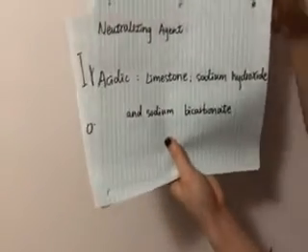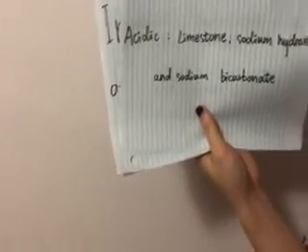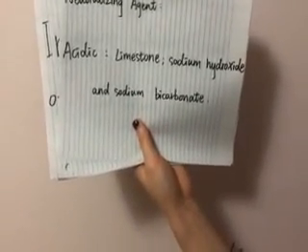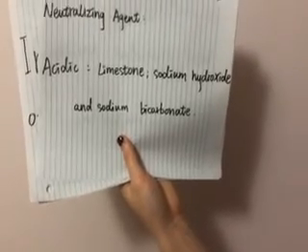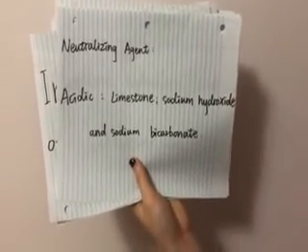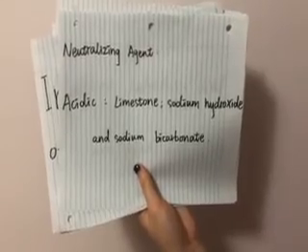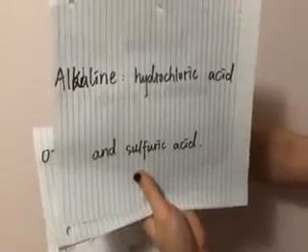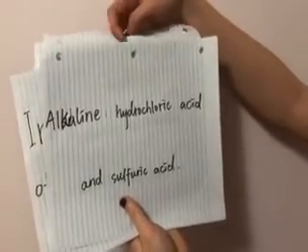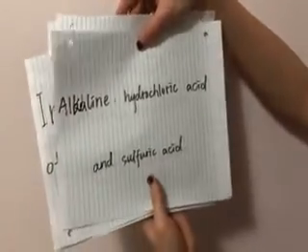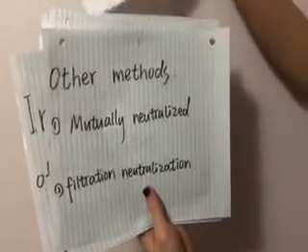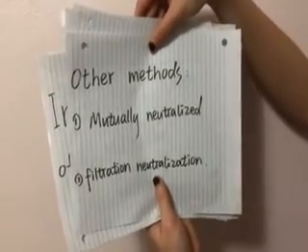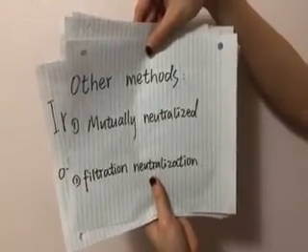The most widely used neutralization method is to use medicaments, and the neutralizing agents for acid are limestone, sodium hydroxide, and sodium bicarbonate. And for the alkaline, it's hydrochloric acid and sulfuric acid. And there are also other methods like mutual neutralization and filtration neutralization.